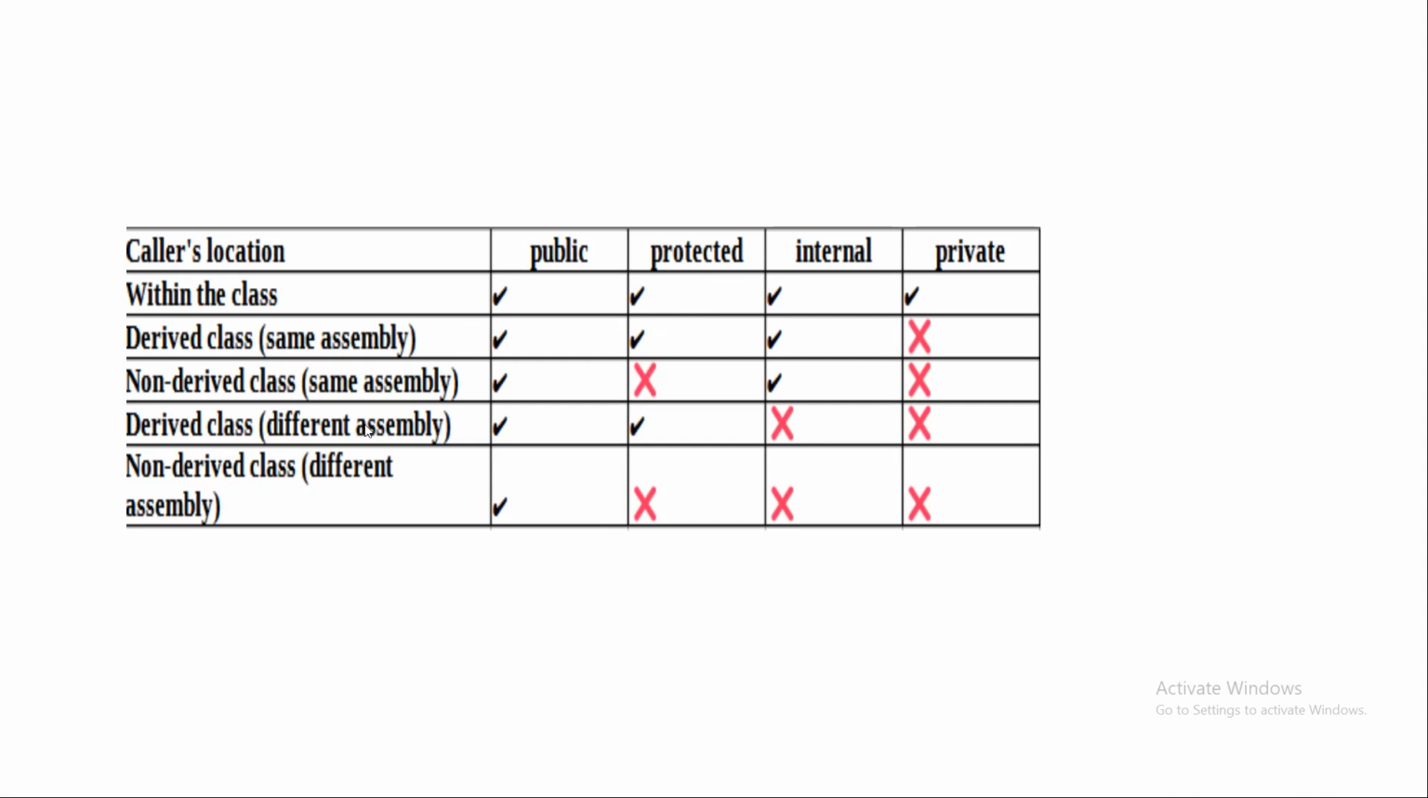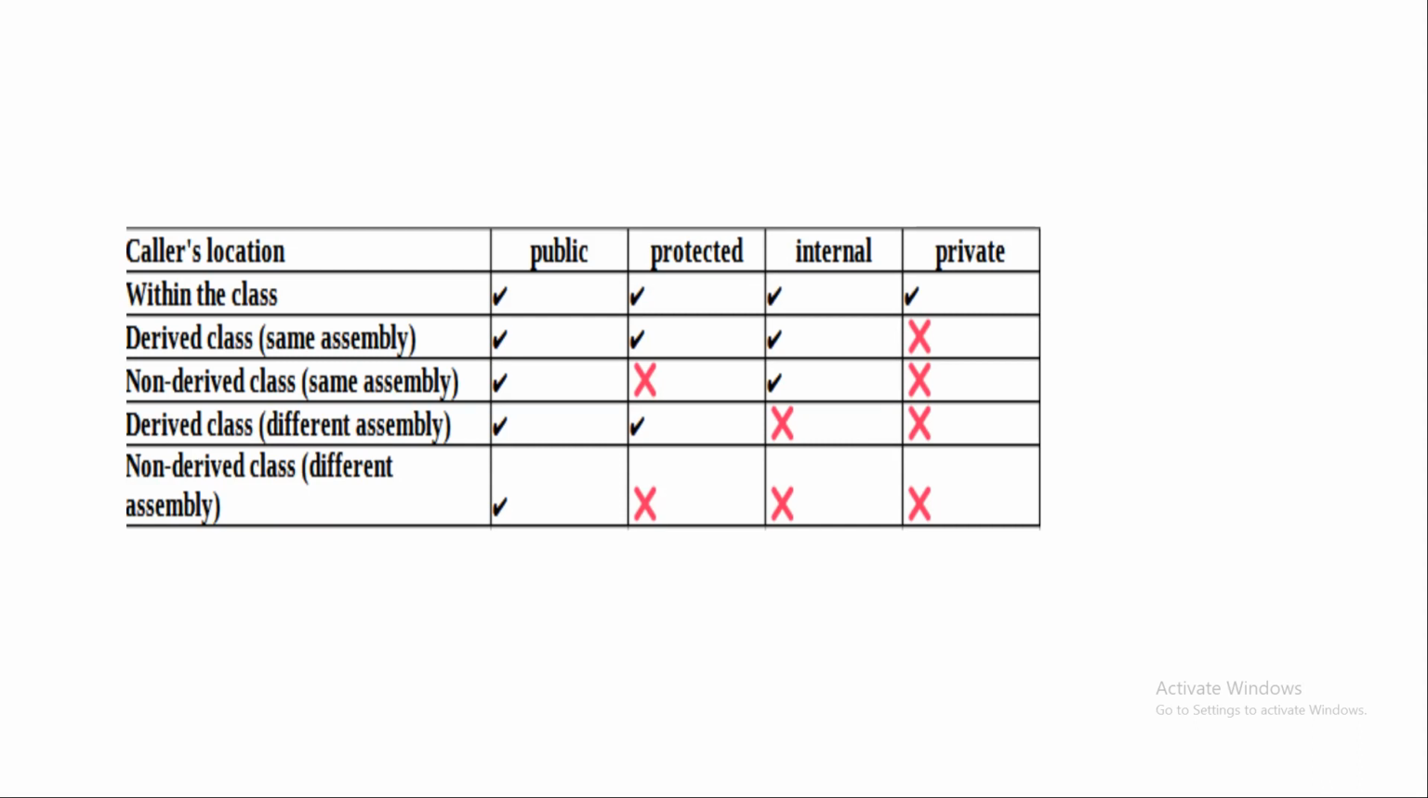Public is everywhere, private is only within the class, internal is within the class and within the same assembly. Protected is within the class and also the derived class, whether it is the same DLL or a different DLL. Any questions here?